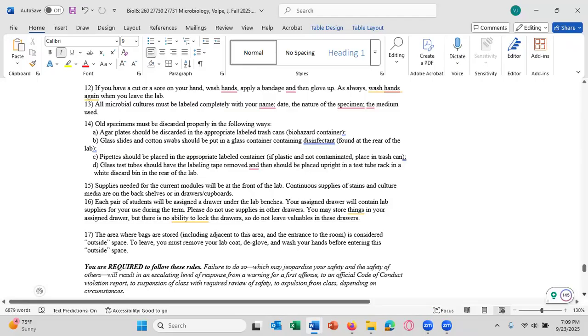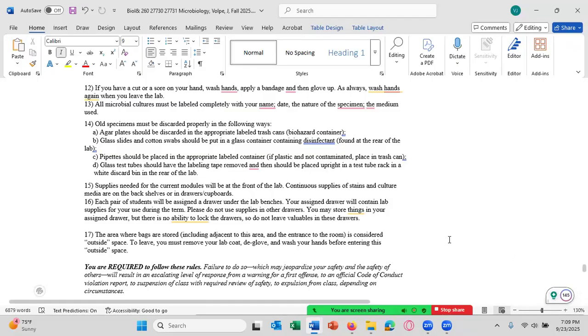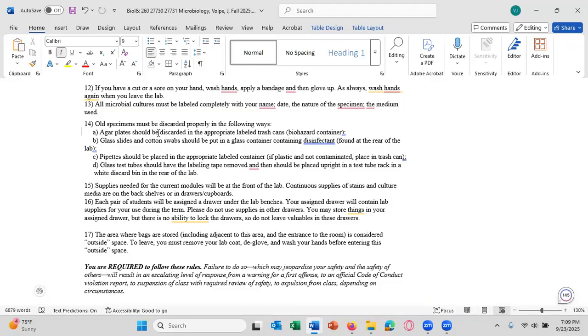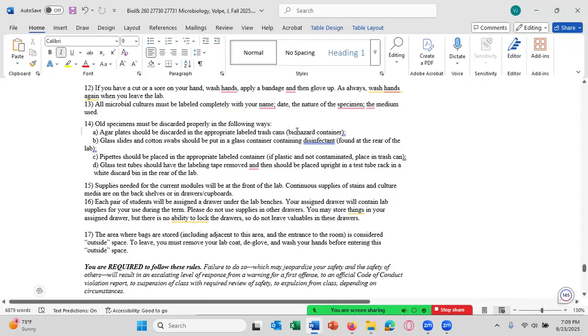Discarding. Material must be discarded in the proper place. Agar plates, we have petri dishes or agar plates, which are plastic. They should be placed in the biohazard container, unless it's a plate which does not have any microbes in it. Let's say you grab a plate and it dried out and you never grew anything in it, then it can go in the trash can. But most of the time it'll be in the biohazard container.